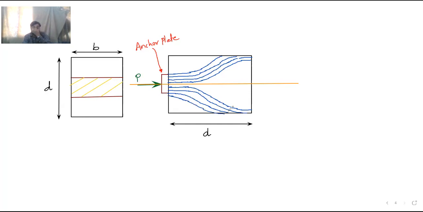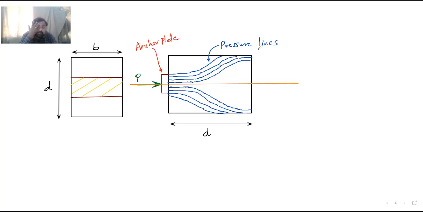Okay, so this is the diagram. These are also called the pressure lines. In this way, the compressive stress is acting. Are you getting the thing? This is only the end portion of the beam. I have not considered the entire beam.